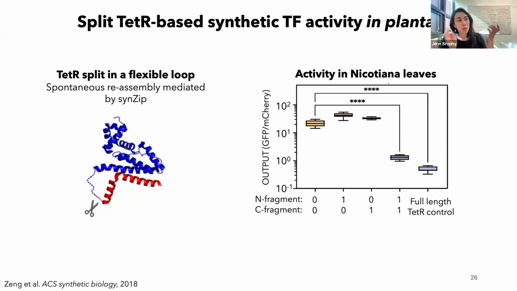There was some pushback here at Stanford when we first had this idea. There was a lot of skepticism that two pieces would be able to find each other in the comparatively large space of a plant cell.